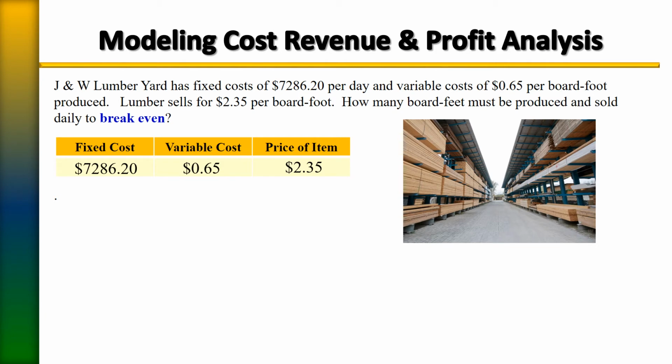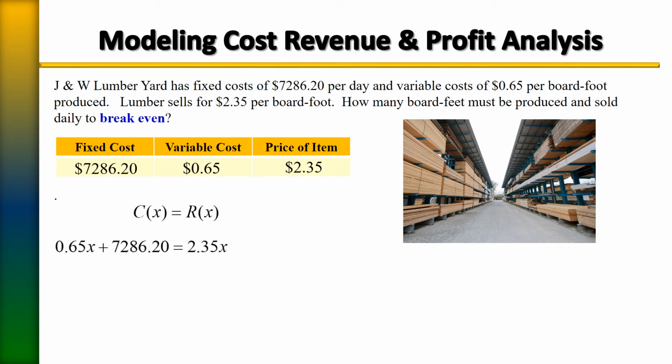So your cost function, recall, is going to be your variable costs plus your fixed costs. And then your revenue is going to be the price of the item times however many items that you sell. So now that we've identified what our fixed, variable, and price of the item, let's go ahead and set up our equation to where we set our cost function equal to the revenue.